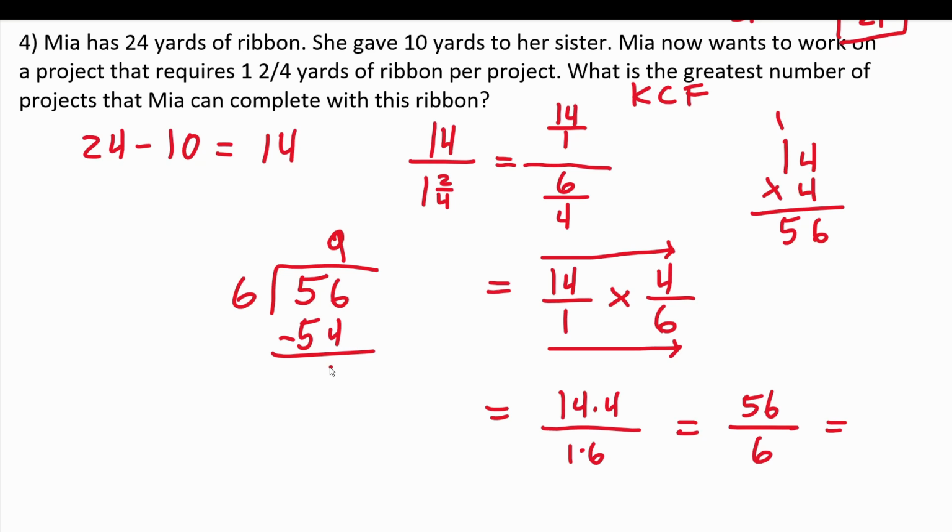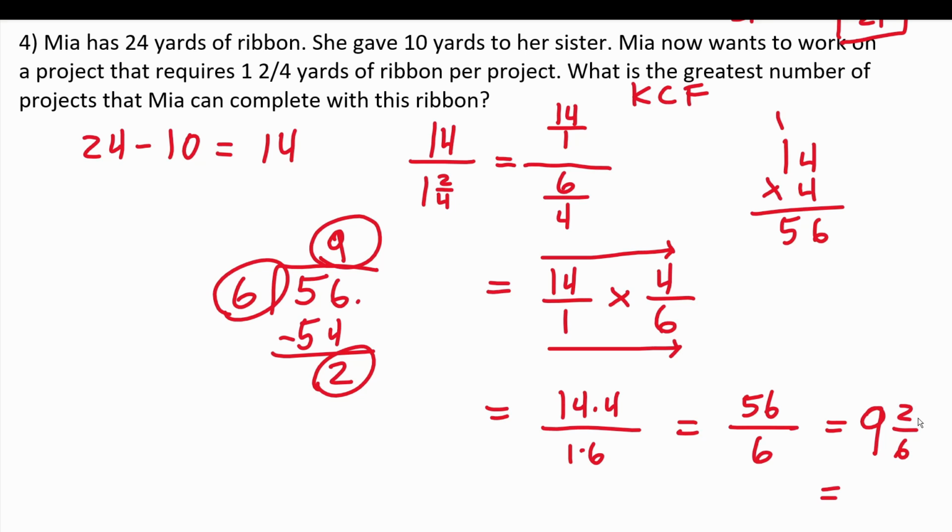56 minus 54 is 2. And again, since we can't proceed without adding a decimal and 0 placeholders, we're just going to write this as a mixed number. Again, this is our whole number, so this is going to be 9. This remainder is going to be our numerator, and this right here is going to be our denominator. So this is 9 and 2/6.